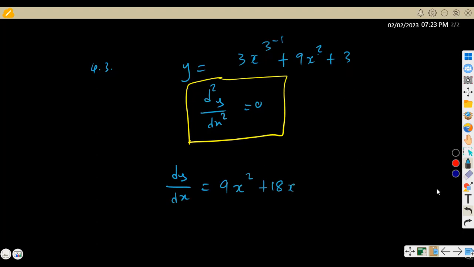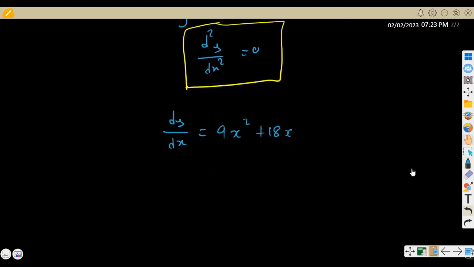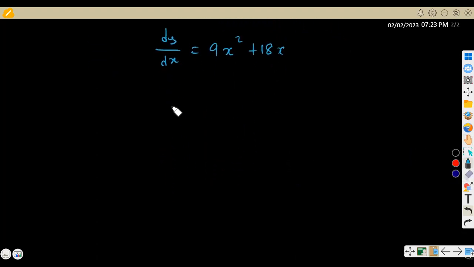3 is a constant, so there's nothing that you're going to have here. Okay, so that's our first derivative. We move on to the second derivative. Remember, it's the second derivative with respect to x, which is 2 times 9, that's 18x. We subtract 1. Then this is 18x, which is just 18.